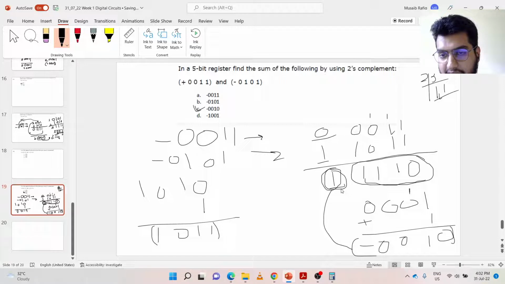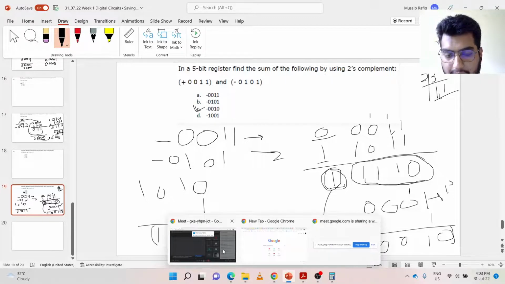Now this represents the sign, and we have to take this number, which is the magnitude. We have to take the 2's complement again. So the 1's complement will be 0 0 0 1, and we add 1 to the LSB to get the 2's complement. I hope I'm clear.